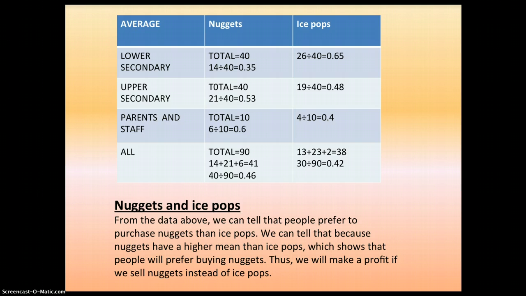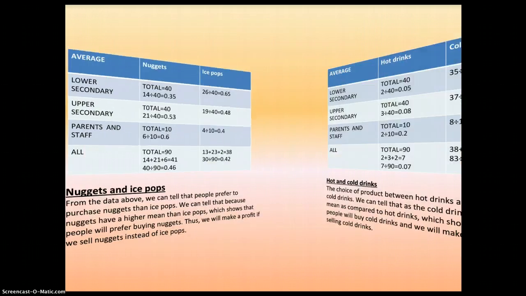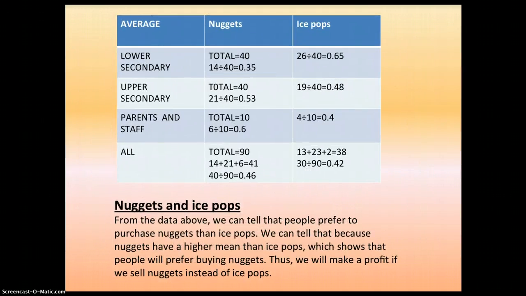This table represents the average of nuggets and ice pops chosen by lower secondary students, upper secondary students, parents and staff, and all. From the data above, we can tell that people prefer to purchase nuggets rather than ice pops. We can tell that because nuggets have a higher mean than ice pops, which shows that people will prefer buying nuggets. Thus, we will make a profit if we sell nuggets instead of ice pops.